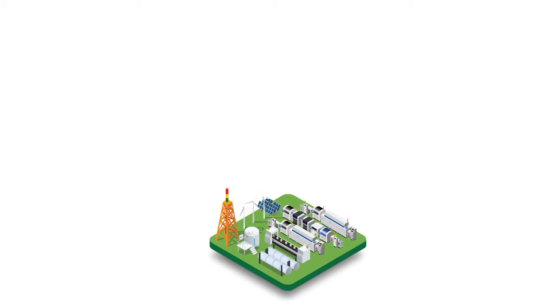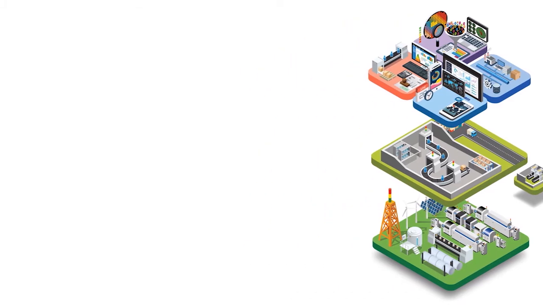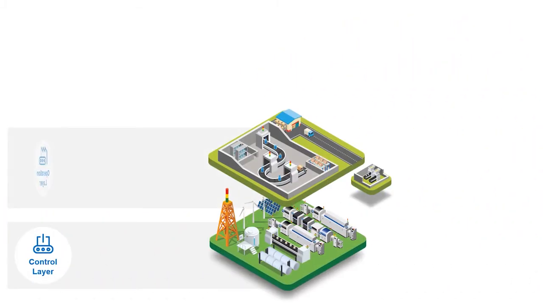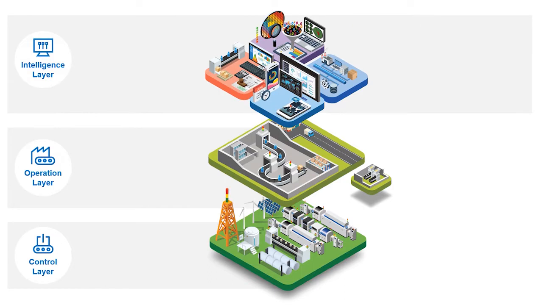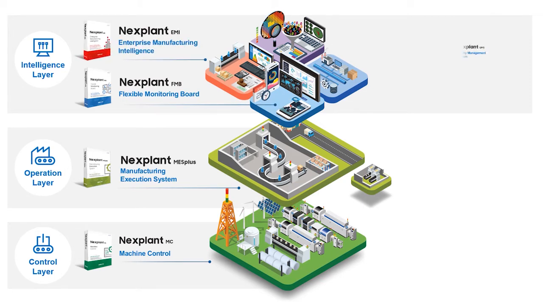In general, manufacturing operation in a factory can be classified into three different layers, which are the control, the operation, and the intelligence layer. At the bottom, the control layer is to implement the machine interface based on two-way communication. In the middle, operation layer covers production operation and equipment engineering. At the top, the intelligence layer includes real-time monitoring, reporting, and analysis of shop floor data, and statistical-based quality analysis.